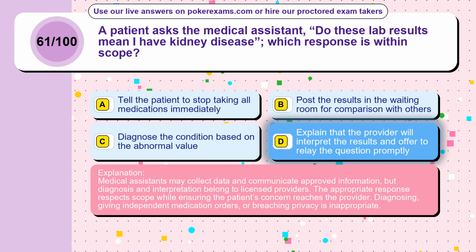The appropriate response respects scope while ensuring the patient's concern reaches the provider. Diagnosing, giving independent medication orders, or breaching privacy is inappropriate.